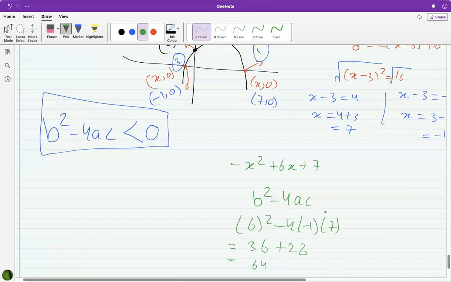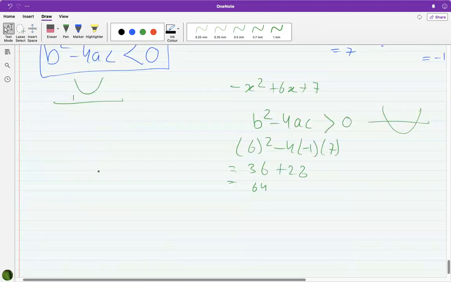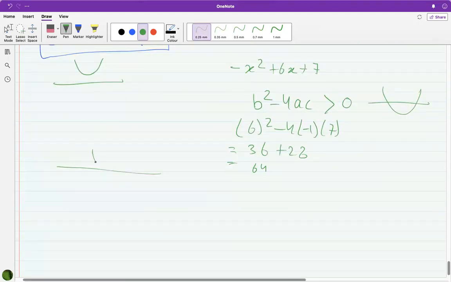So when b squared minus 4ac is greater than 0, we know that it cuts the curve at two points. When b squared minus 4ac is less than 0, we know that it does not touch the curve. And third, when it is equal to 0, it will touch the curve at one point.